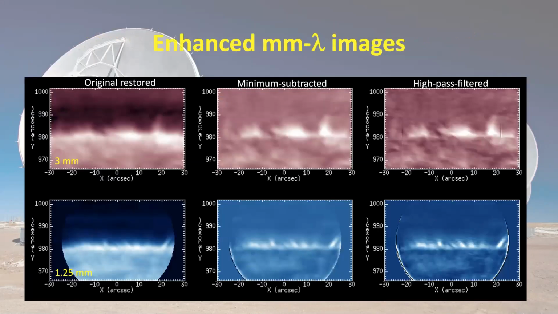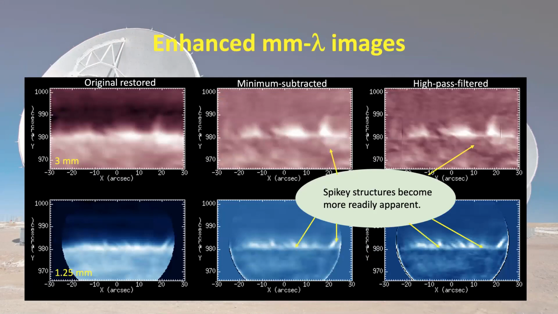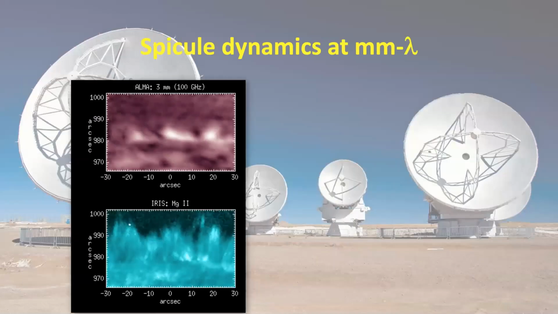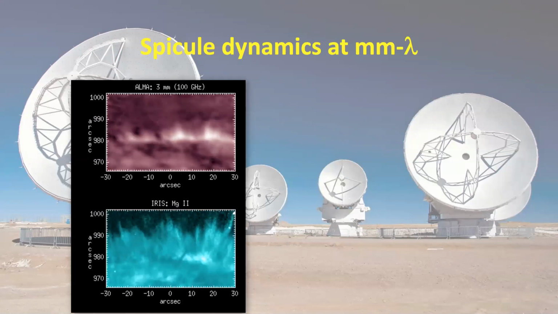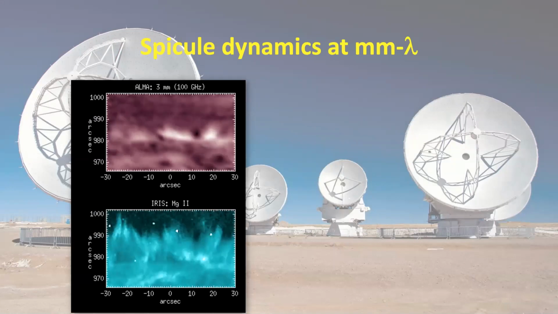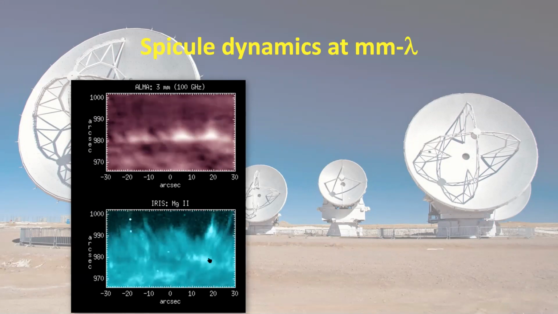In order to look at dynamics, we needed to do some filtering of the data to reveal the structure a little bit more clearly. So spiky structures, after subtracting minimum brightness for each radial arc and doing some high pass filtering, revealed those pretty nicely. Here's an example of a time sequence at 3 millimeters shown in the upper left. I think the snapshot cadence here is about 8 seconds, so that something actually happens in a timely way. And shown below is IRIS with its time cadence of about 19 seconds.